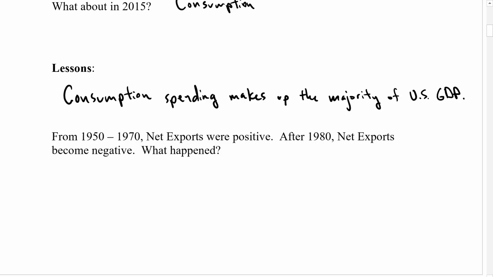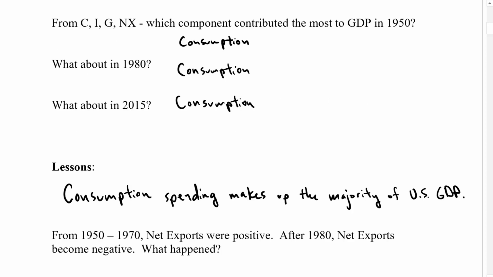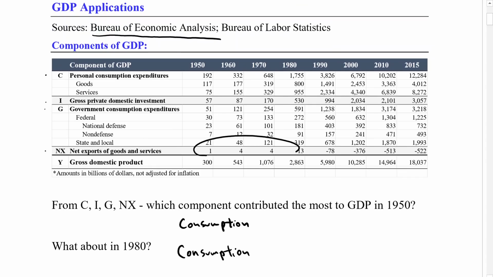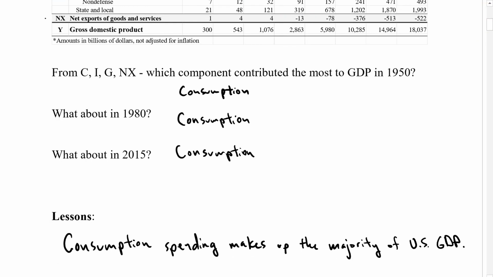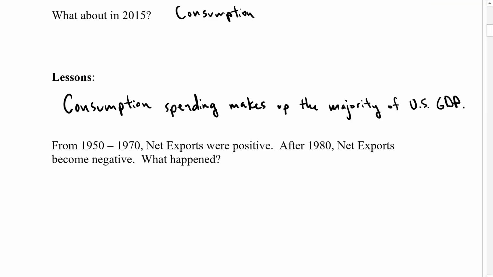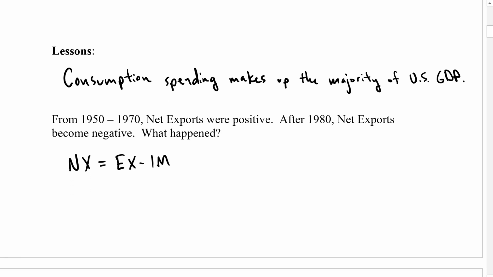Okay, how about this next one? From 1950 to 1970, net exports were positive. After 1980, they became negative. We see that here, the difference in the positive numbers versus the negative numbers on net exports. As mentioned in the last video, all that's saying is that since then, we have spent more on imports than exports, and that's what we call a trade deficit. So remember, net exports is equal to exports minus imports.